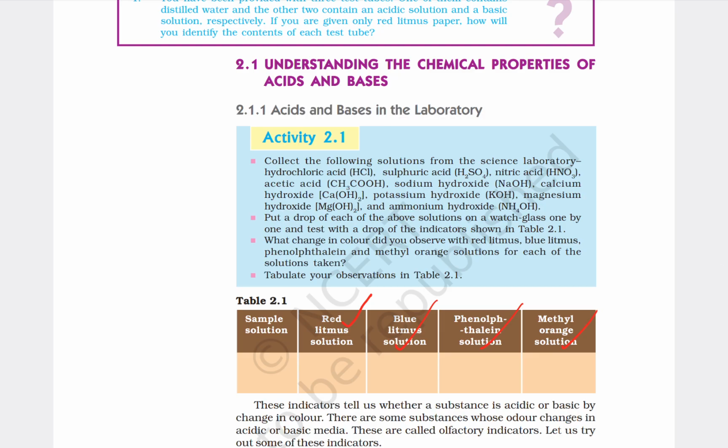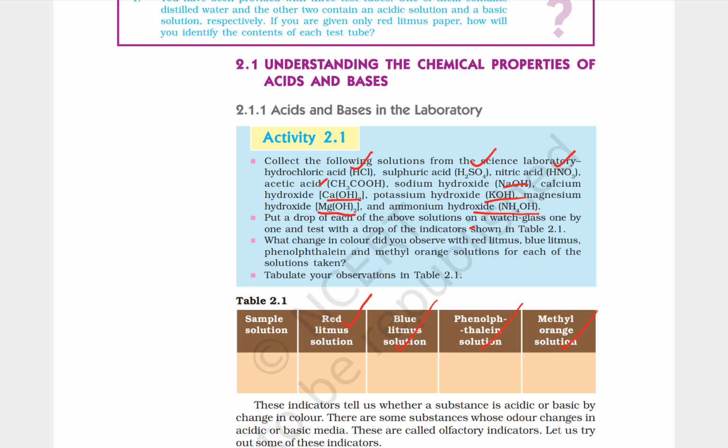Different materials are given here. Common laboratory acids are there. What are the common acids? HCl, hydrochloric acid, sulfuric acid, nitric acid, and acetic acid, CH3COOH. These are the common laboratory acids. And coming to common laboratory bases: sodium hydroxide, NaOH, calcium hydroxide, Ca(OH)2, potassium hydroxide, KOH, and magnesium hydroxide, Mg(OH)2, and ammonium hydroxide. These all are the common laboratory bases.